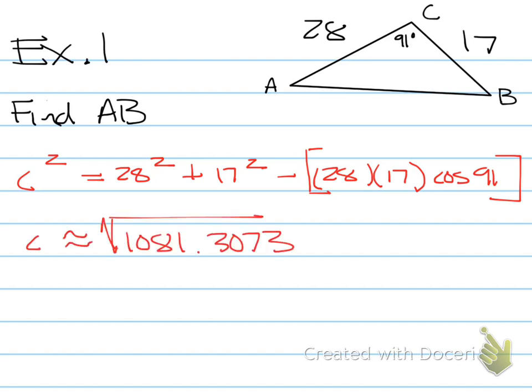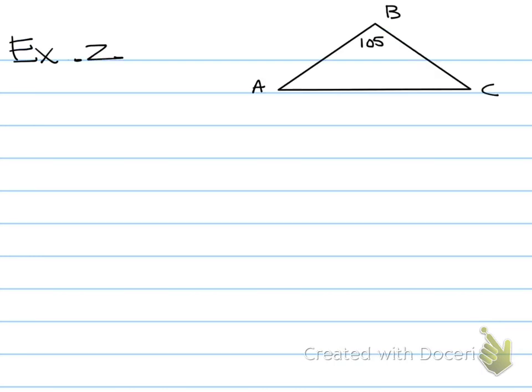And we simplify the quantity in the brackets, and then subtract it from the sum of the squares of 28 and 17. We get approximately 1081.3073, and then to solve for c, we just need to take the square root of both sides, and we'll get approximately 33 for the measure of c. c is the side opposite angle C.